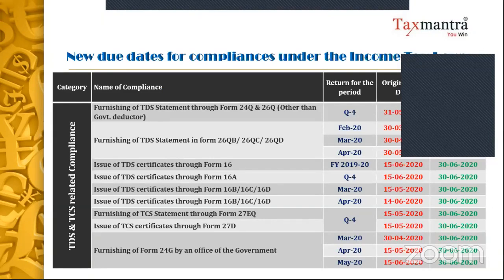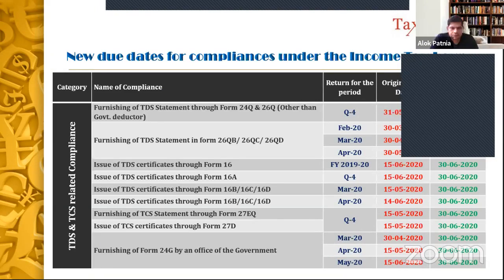The next section is Form 16 and 16A, the TDS certificates, whose due date was 15th of June. It also has been extended till 30th June. We can generate the TDS certificate for the Q4 period and for the financial year 1920 through Form 16 or Form 16A by 30th June, which was earlier 15th of June.